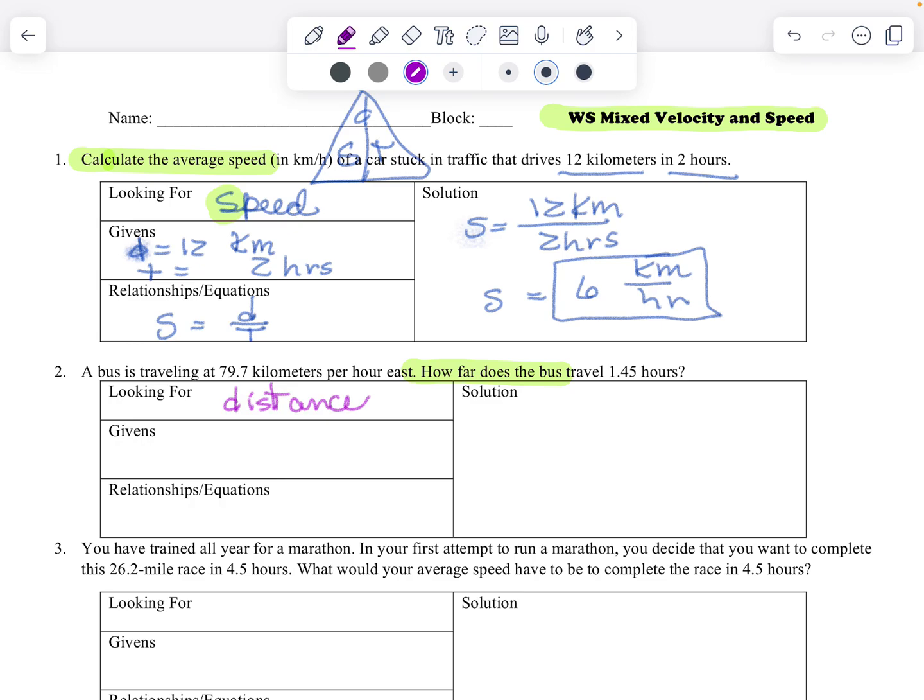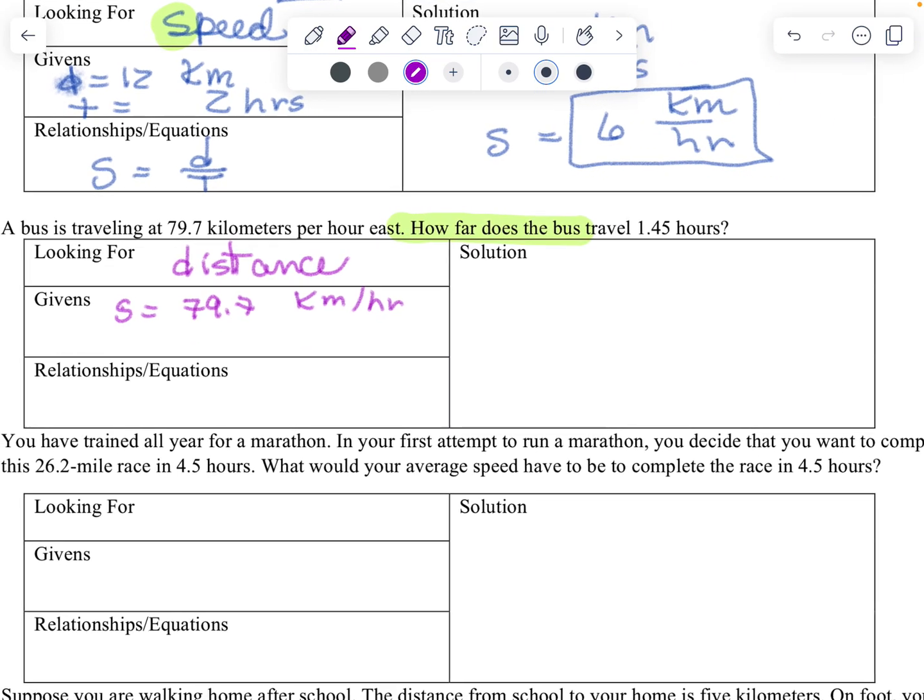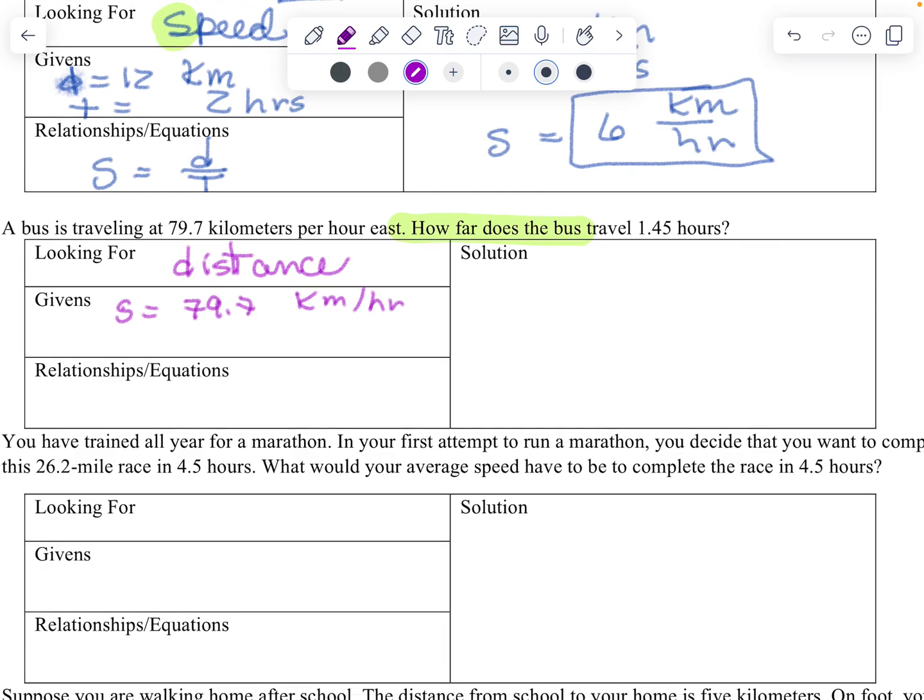Yes, distance. Our givens are speed, which is 79.7 kilometers per hour. I'll make this a little bit bigger so I've got more room to write. And my time is 1.45 hours. Please remember we're solving for distance.